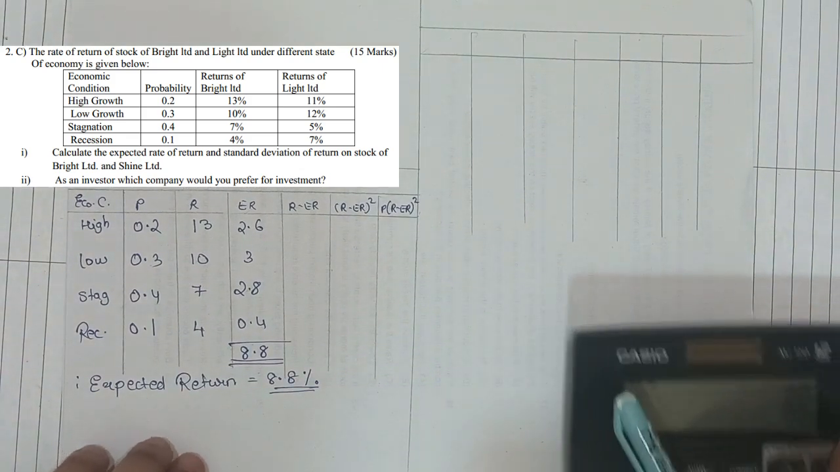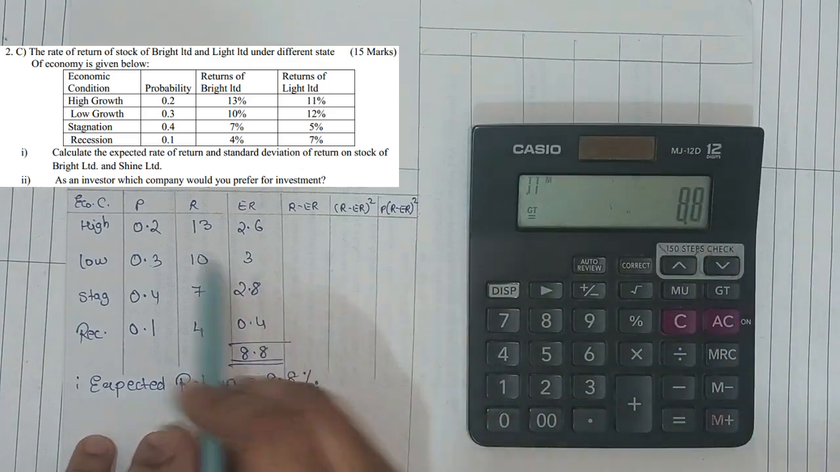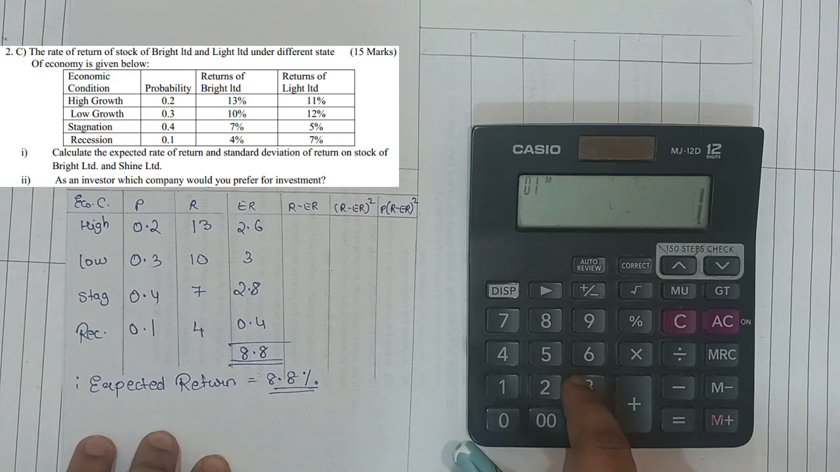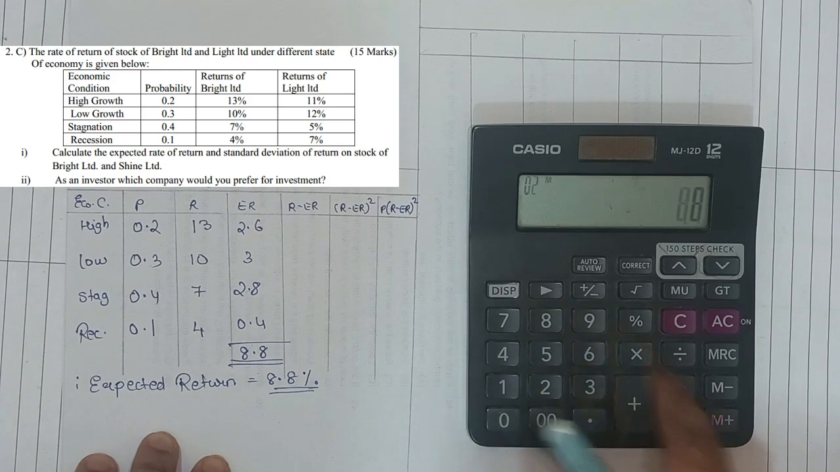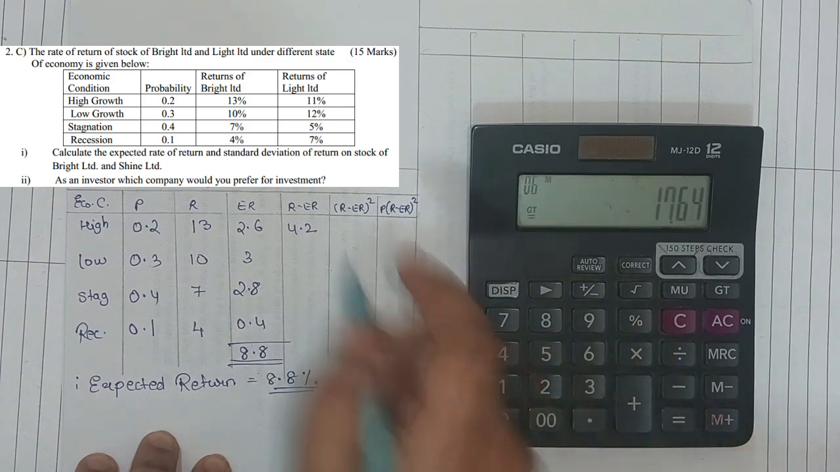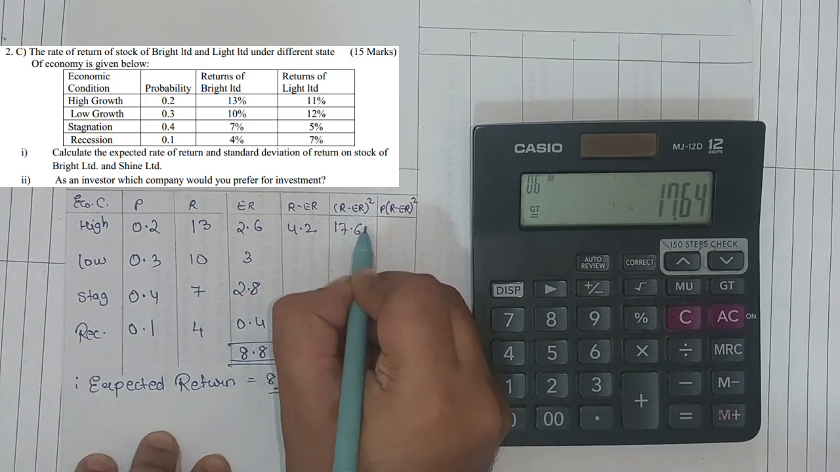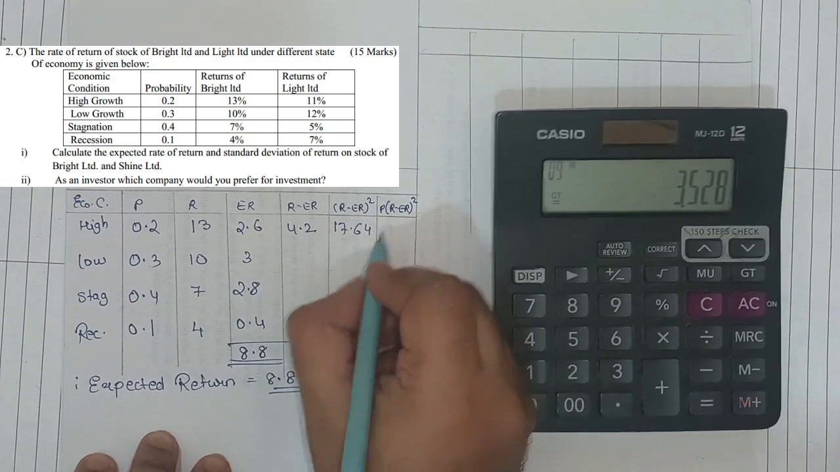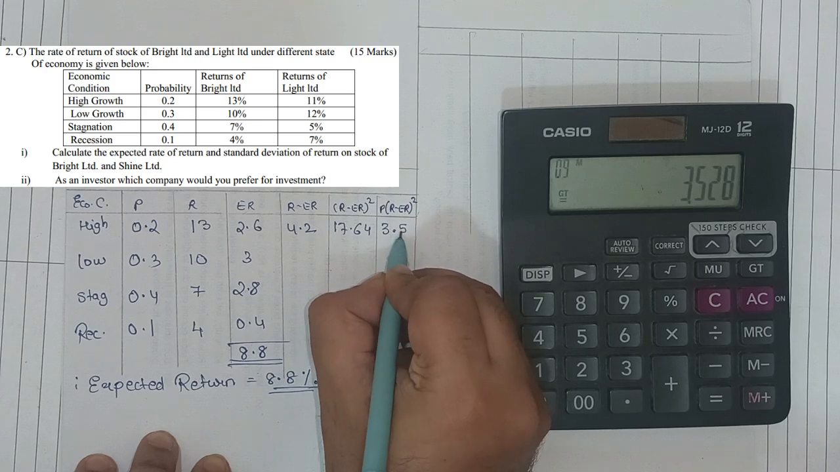Okay, next we need to now find R minus ER. So rate minus expected return. It will become 13 minus 8.8, which is 4.2. The square of that is 17.64 into the probability 0.2. So we got this as 3.53.